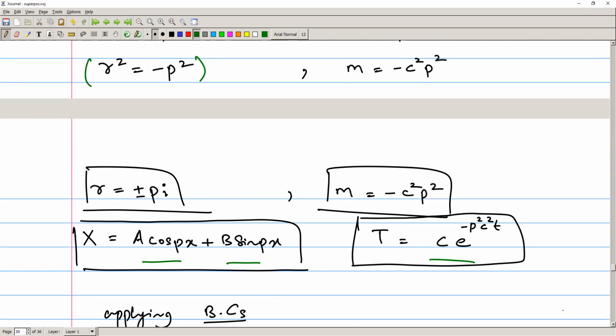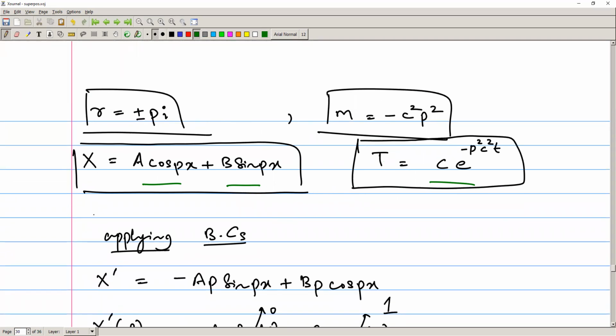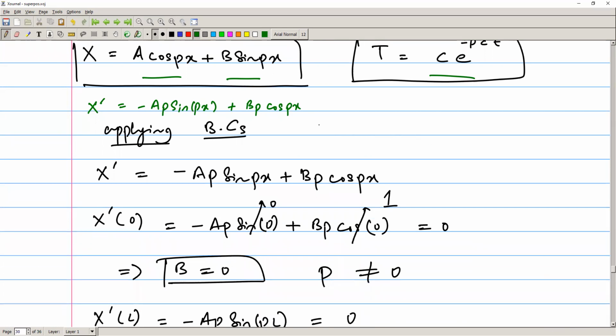Again, we need to apply the boundary conditions. So again, we will differentiate this X, right? Because we are given derivative boundary conditions. So this will be negative Ap sine px plus Bp cos px, right? And then we will apply the boundary conditions. The conditions will be now X prime of 0 equals 0 and X prime of L equals 0, right?